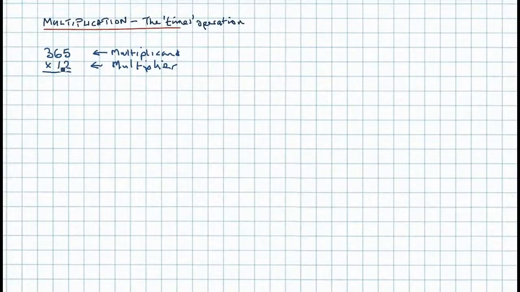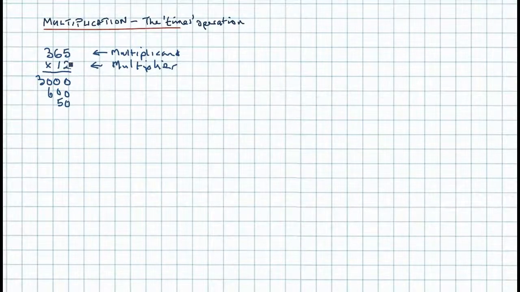Okay, so we're going to start with our multiplier, which has 10 in the left-hand area here. So we're going to start 10 times 300. 10 times 300 is 3,000. So we'll write that underneath. 10 times 60 is 600. So we write that underneath. 10 times 5 is 50.